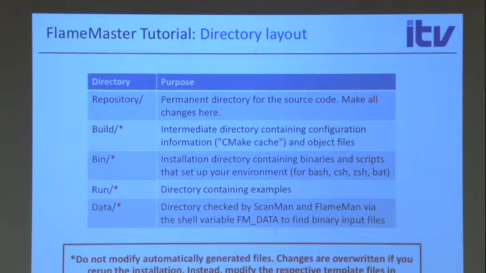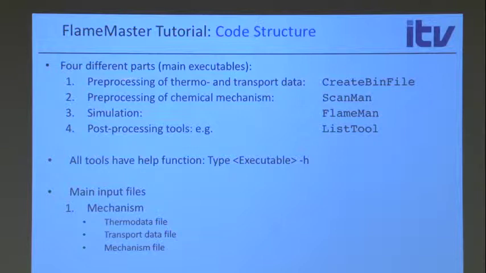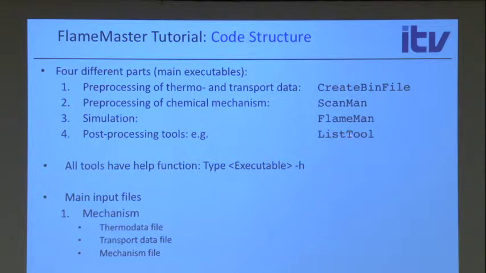Okay, so there are four different main executables here. One is create bin file, ScanMan, FlameMan, and List tool. This here is for the first pre-processing step. This is for a second pre-processing step. This is the actual code that does all the simulations, and this is a post-processing tool, okay?